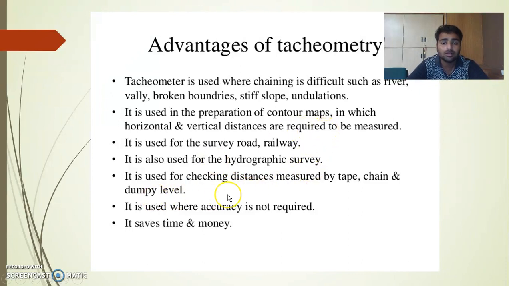So the advantage is we do not have to walk through and use tapes and chains or dumpy levels. It is just simply like a theodolite, which has a transit and an analytical lens. It is used where high accuracy is not required. The only disadvantage, kind of a disadvantage, is the accuracy, but it's a very cheap and economical instrument which saves you both time and money and gives you good results.